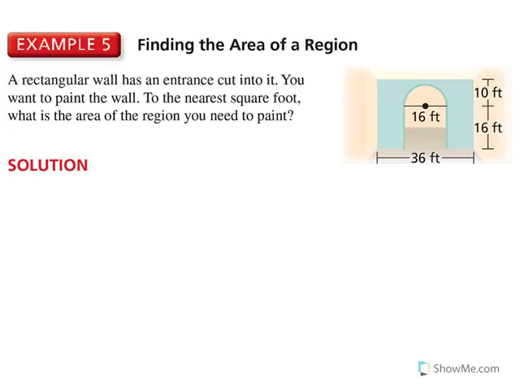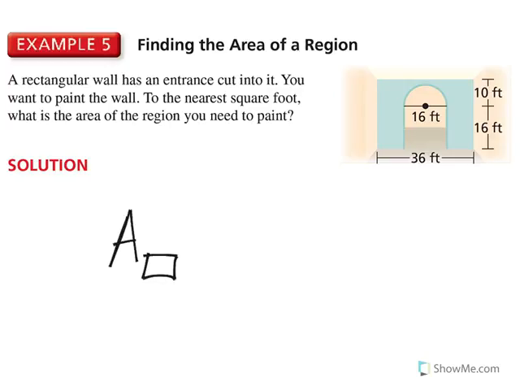When we look at example 5, we're going to be finding the area of a region. We're looking at this wall we want to paint. We need to know how much paint we need for that area. And so we're going to have to subtract this entranceway. Let's think about it. We want the area of just the rectangle.